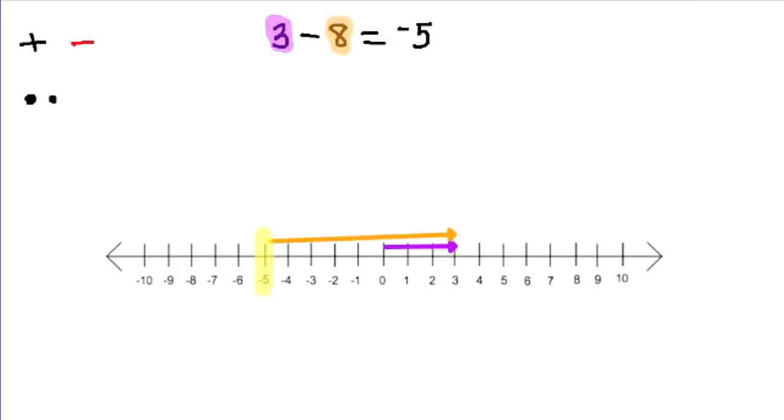1, 2, 3. Now here's where we run into a little bit of a problem, which is how do I take 8 positive tiles away from this picture of only 3 positive tiles? To do this, we need to somehow bring in some extra positive tiles that we can take away without changing the initial value of our tiles. So to do this, we are going to use 0 pairs.